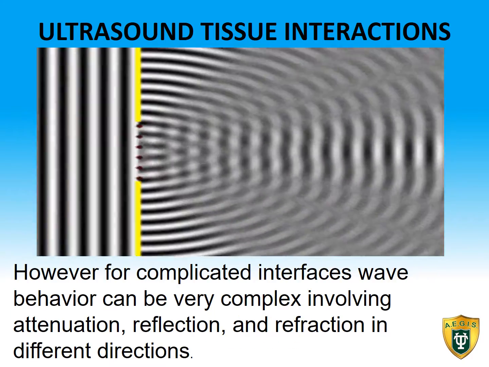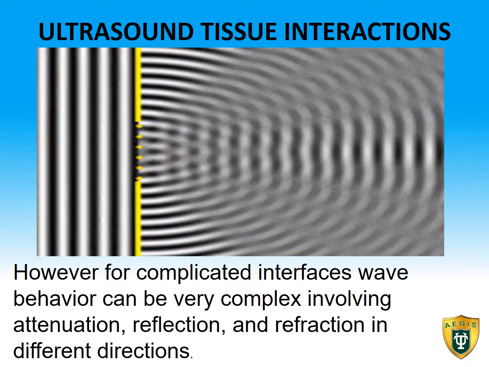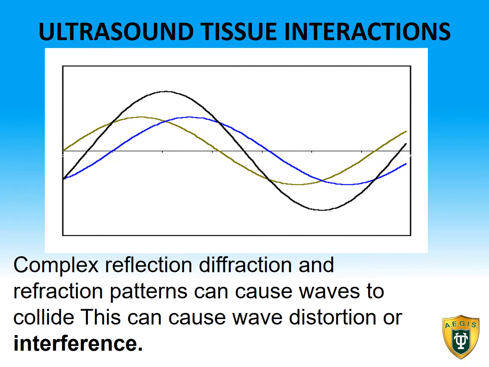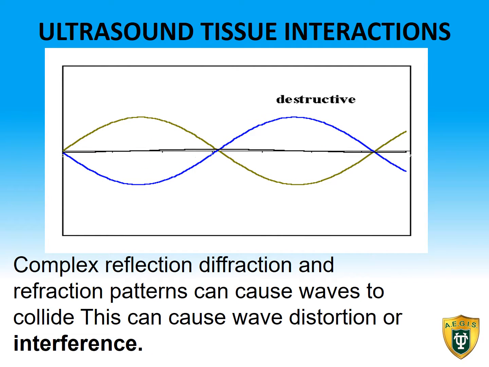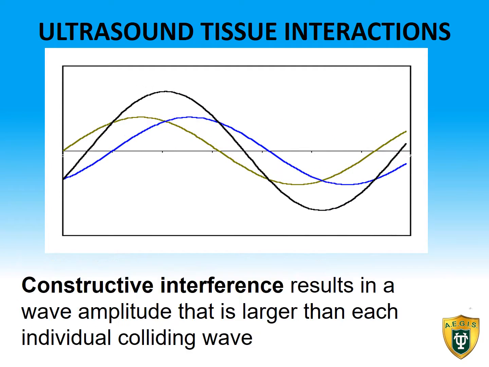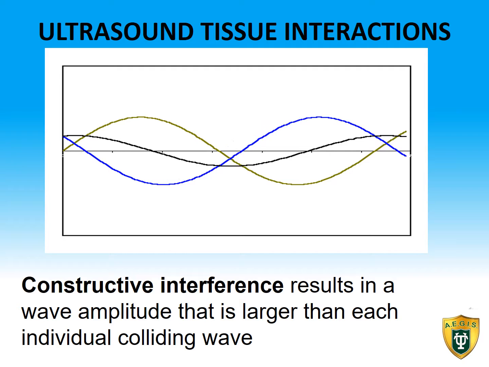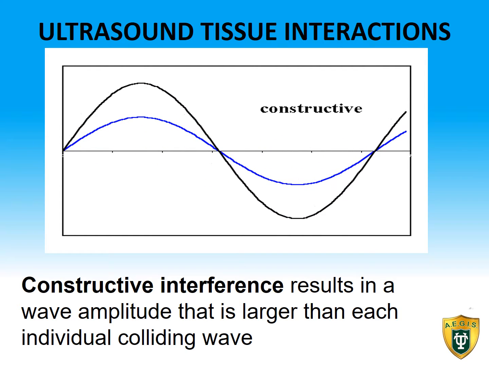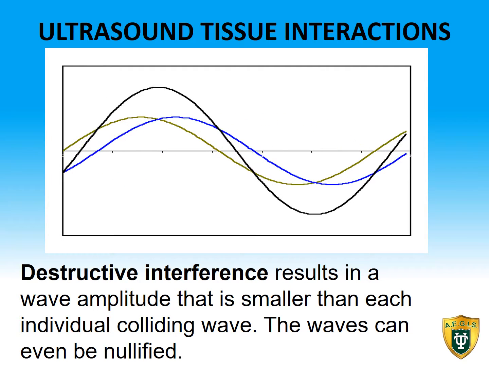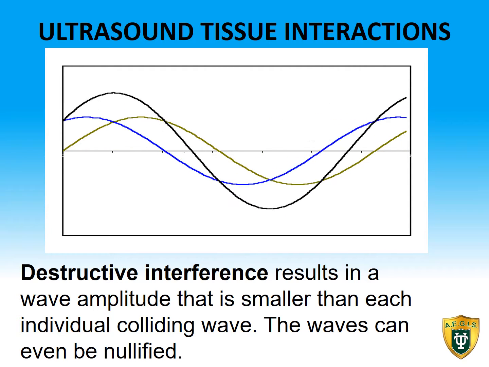However, for complicated interfaces, wave behavior can be very complex, involving attenuation, reflection, and refraction in different directions. Complex reflection, diffraction, and refraction patterns can cause waves to collide. This can cause wave distortion or interference. Constructive interference results in a wave amplitude that is larger than each individual colliding wave. Destructive interference results in a wave amplitude that is smaller than each individual colliding wave. The waves can even be nullified.